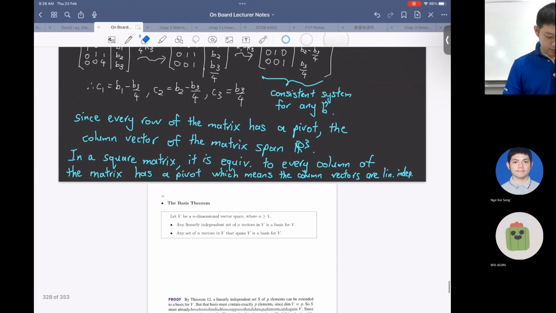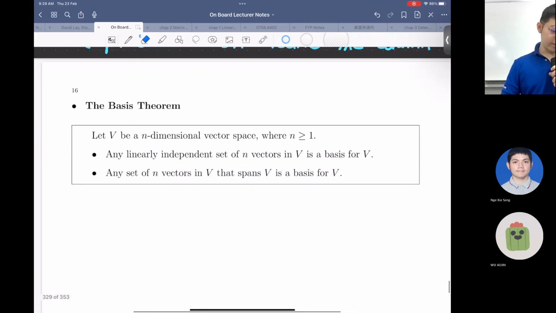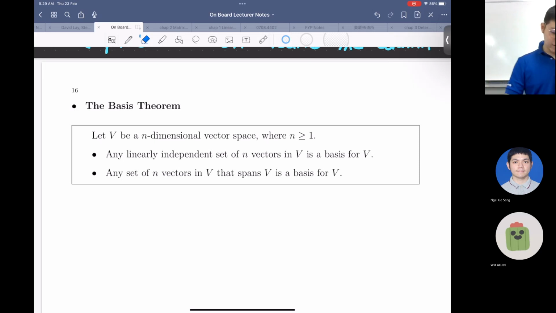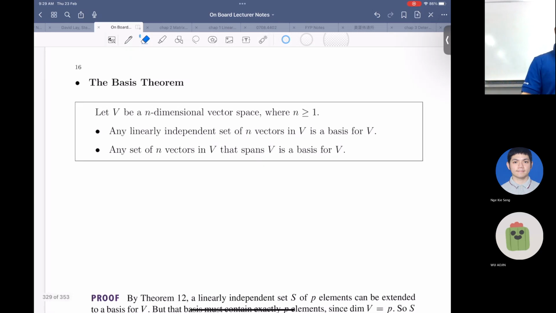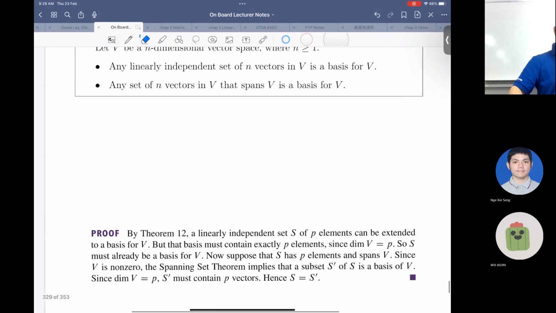Okay, next we come back to this theorem again, the basis theorem. There are two ways to get a basis. Any linearly independent set of n vectors is a basis. Just now we saw it somehow. And any set of n vectors in V that span V is a basis.